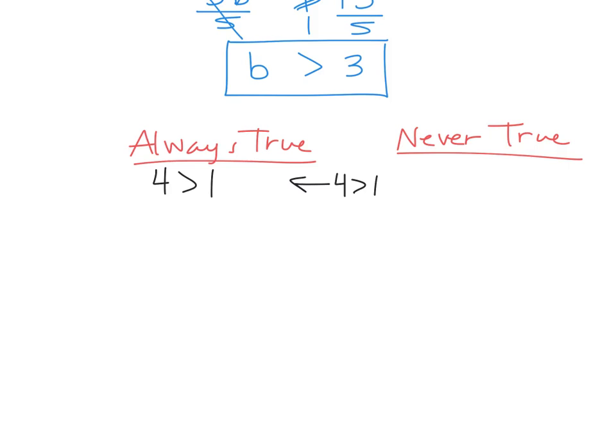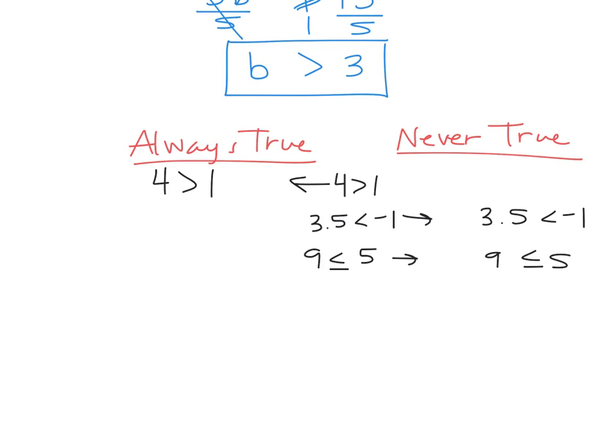What about 3.5 is less than -1? Is that always true or never true? Never true, right? A positive will never be less than a negative. So 3.5 is less than -1 is never true. What about 9 is less than or equal to 5? Is that always true or never true? Never true. 9 will never be less than 5. So that's going to go to the never true side.